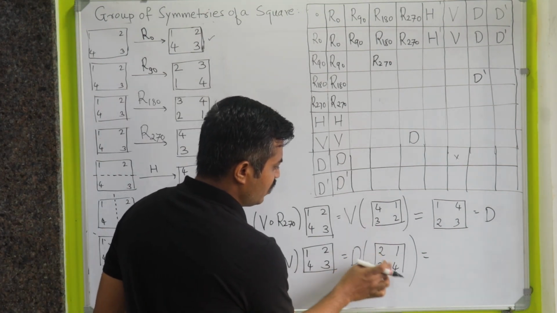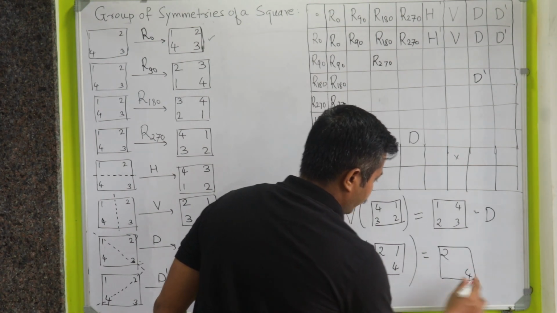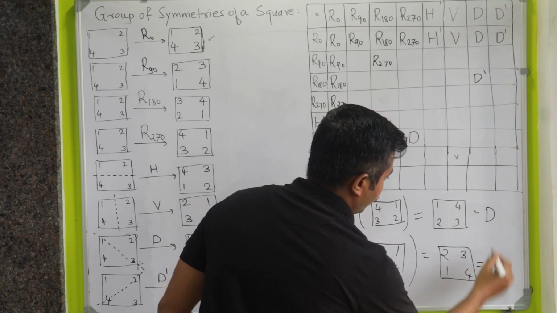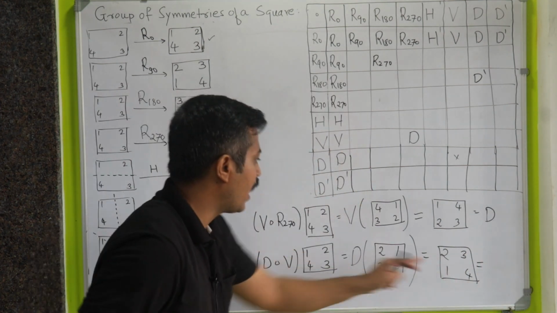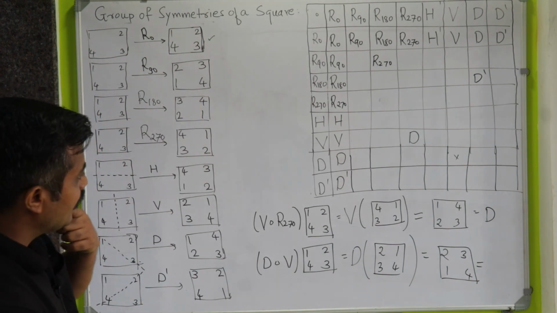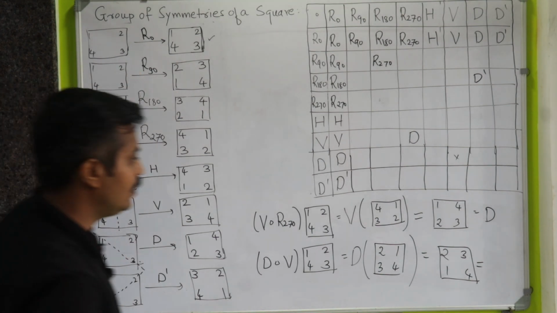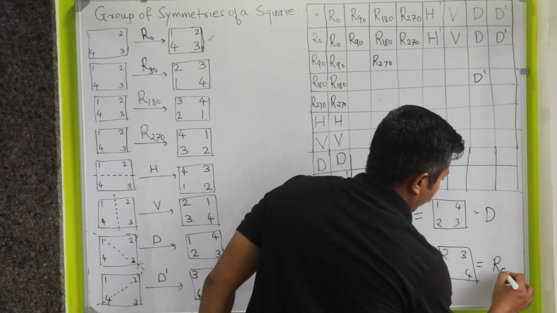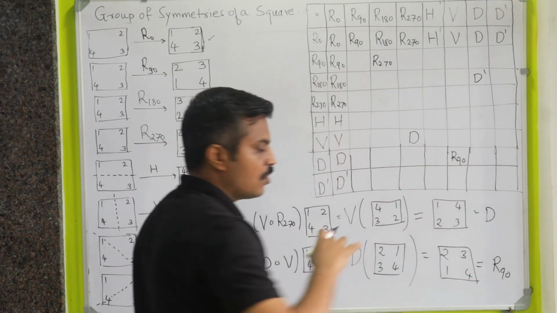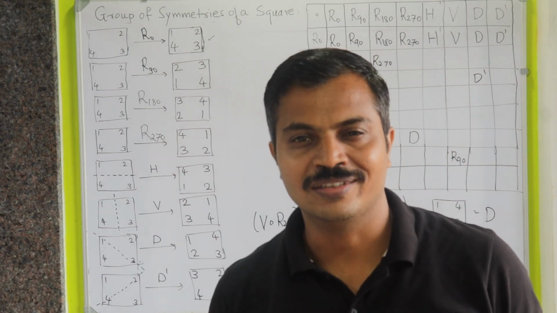So we have to keep this 2 and 4 as it is, and these two entries will be interchanged. So this will be 3, this will be 1. Now we will search for this square on this side, and where does it lie? Yes, somewhere here, and that is nothing but R90. So in this way you can do the calculations and you can complete the composition table.